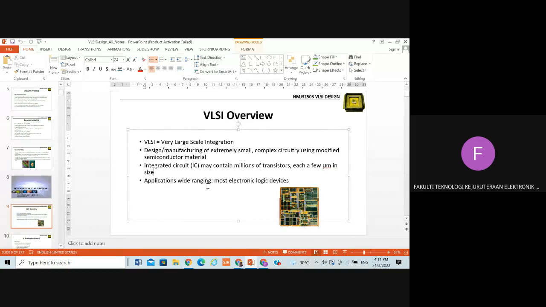So the applications are wide-ranging, for most electronic logic devices. Lots of applications, right? Not only for mobile phones, they are also used for drone technology. You know the microcontroller, Arduino microcontroller, ESP32, I think you're familiar, and other ESP versions, MCU and so on. So inside the application chip, we have the microcontroller, we have the processor, designed using VLSI or ULSI technology.